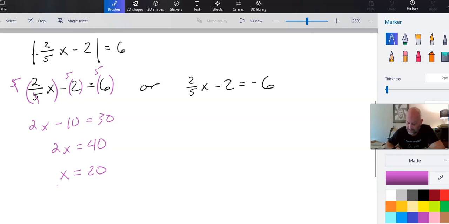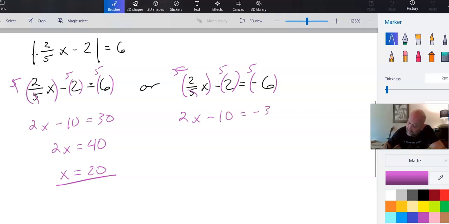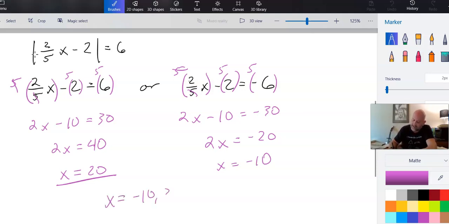So that's what happens for this side when it's equal to positive 6. Let's see what happens with negative 6 now. Turns out it's the exact same steps you would take with the other equation. So the 5's still cancel, and I'm left with 2x minus 10 is equal to negative 30 this time. And so if I add 10 over, that gives me 2x is equal to negative 20. And dividing by 2 would give me x is equal to negative 10. And so we have the two answers, x is equal to negative 10 and 20.